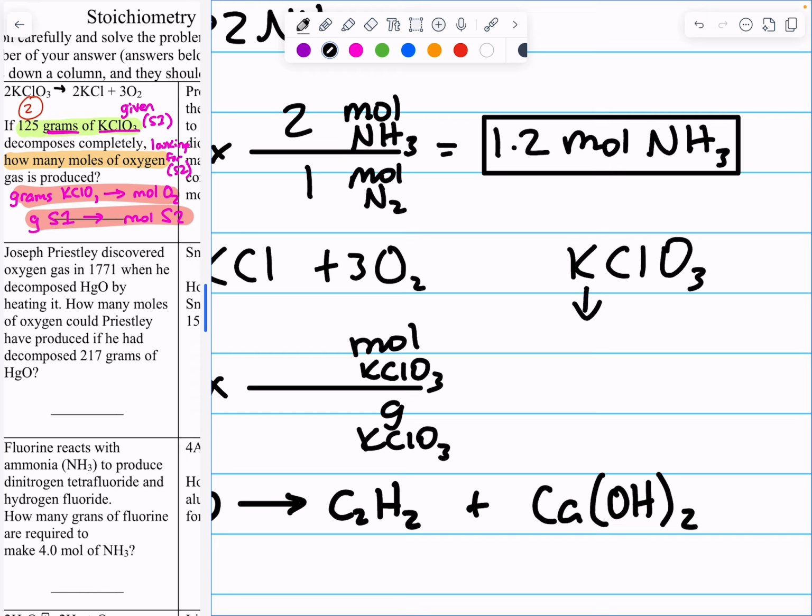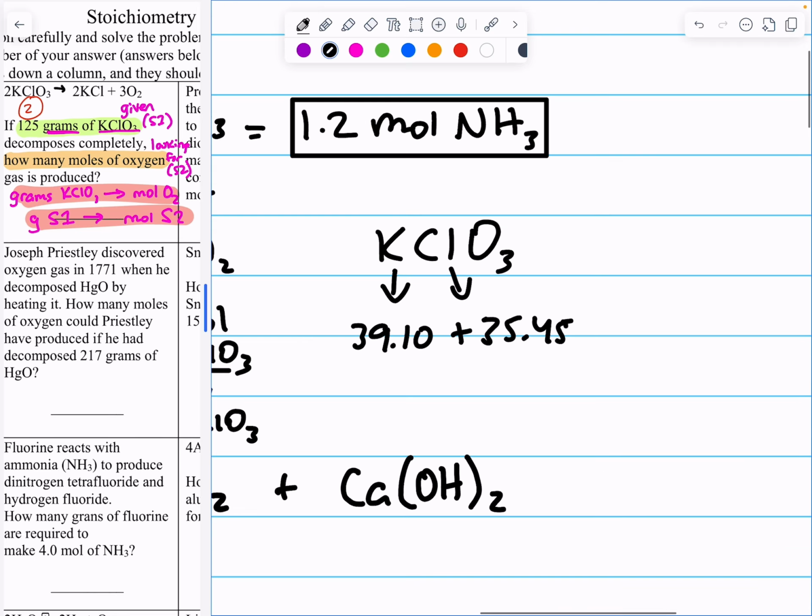KClO3. Okay. If I remember, let me pull up your table. K is 39.10, I believe. Hopefully this is the right number. If not, use the right number, same steps. Chlorine is 35.45. Oxygen is 16, but there's 3 of them. So 16 times 3 gives me 48.